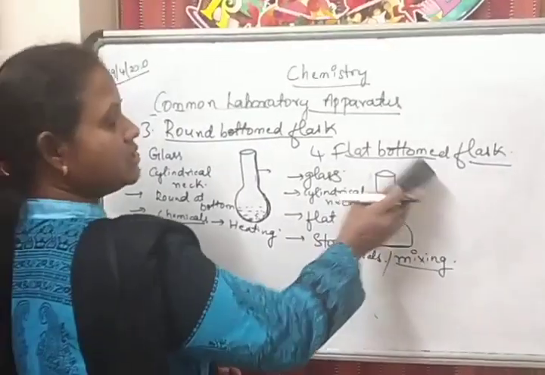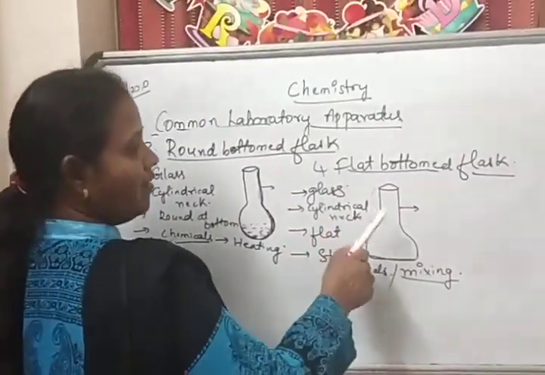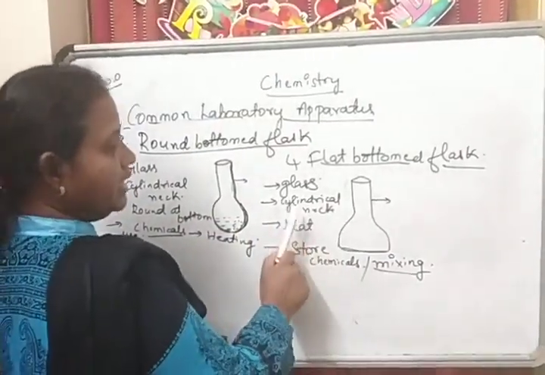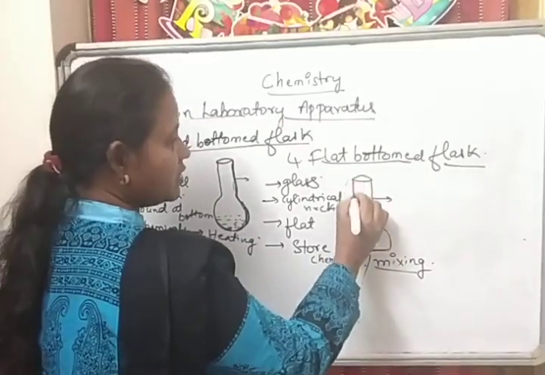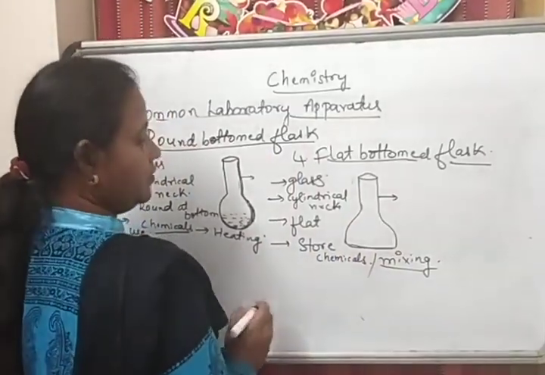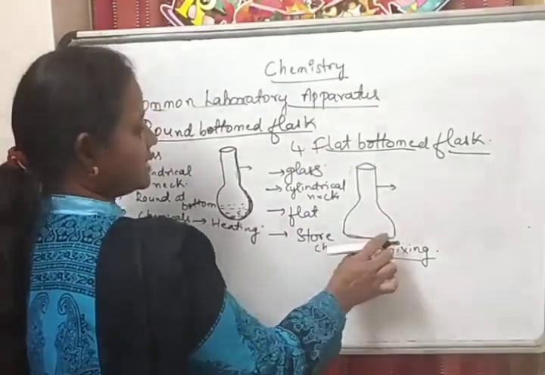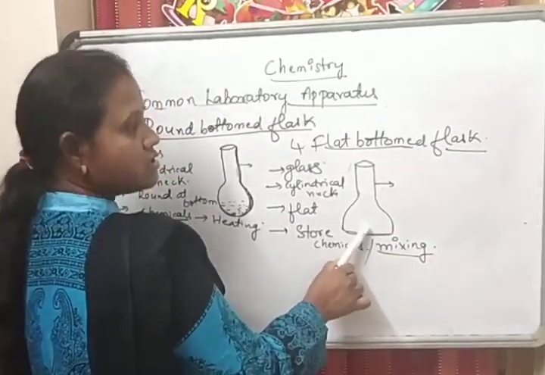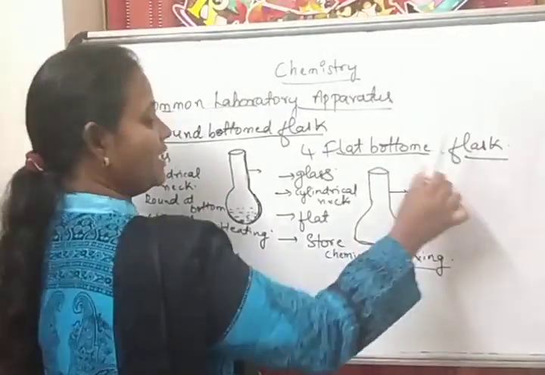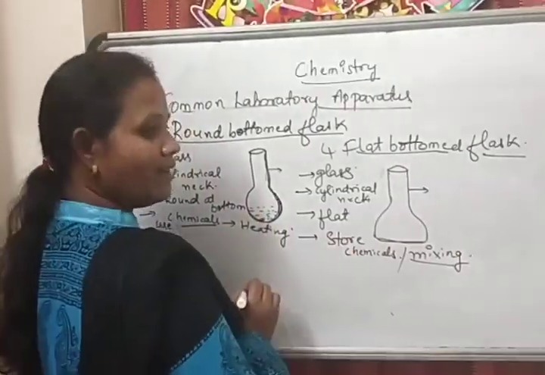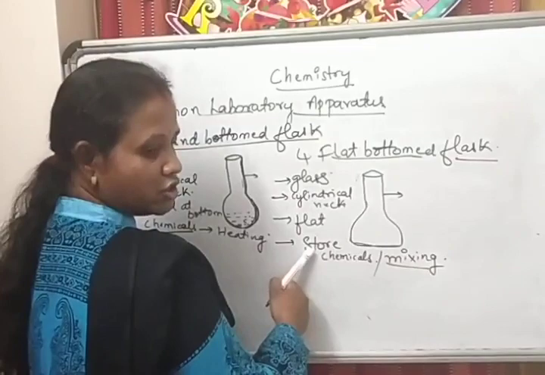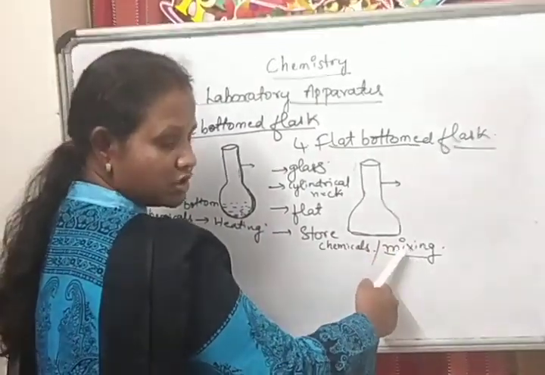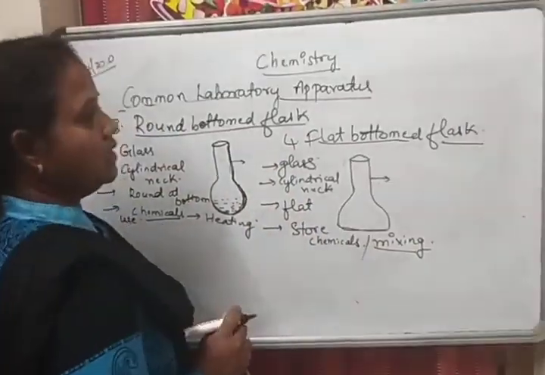So what is this flat bottom flask, children? Flat bottom flask is made up of glass material. There is a presence of the cylindrical neck region. The bottom of the flask, if you see, is flat in its nature. So the name is flat bottom flask. What is the use of the flat bottom flask? It is used to store the chemicals, or it is also used for mixing the chemicals.